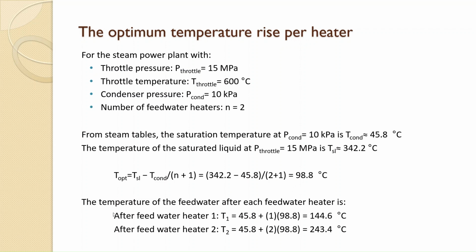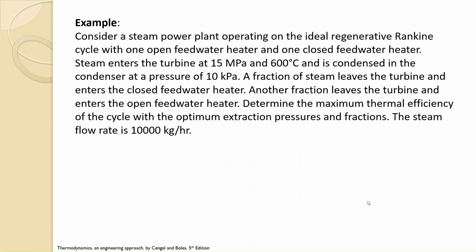So now if you want to calculate the temperature after the first feed water heater, you add the condenser temperature plus stage 1, I is 1, multiplied by 98.8, which is roughly around 145. And after the second one, I is 2, so you use the condenser temperature plus 2 multiplied by 98.8, which is roughly 243. Now let's do the simulation in Aspen and check if we can make a proper design using the tools in the Aspen.